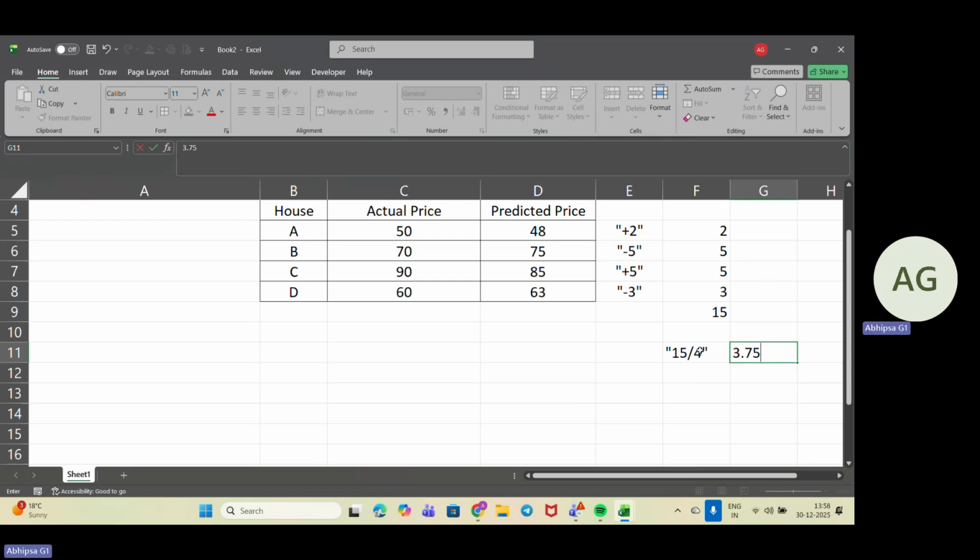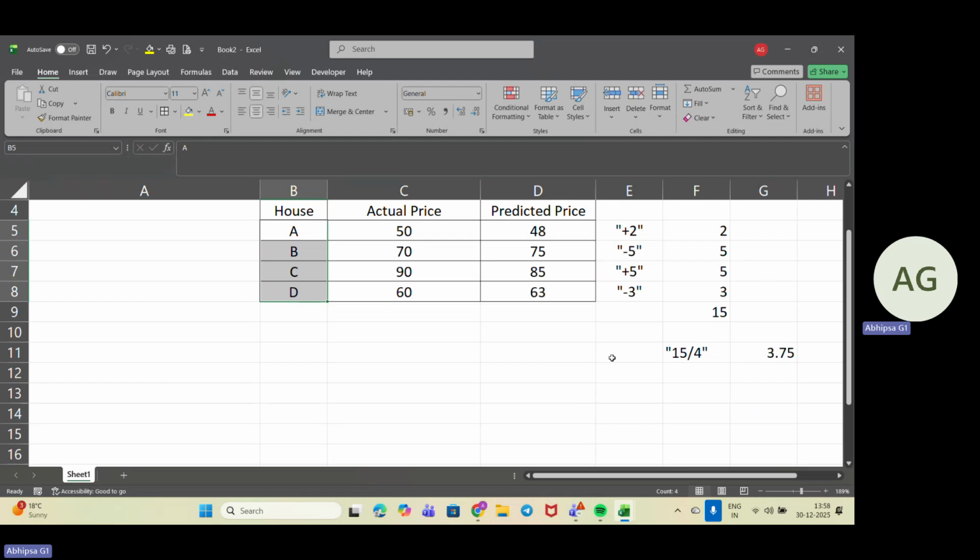Why have we divided by 4? Because the number of houses here is 4. That's why the value of n here is 4. So we are doing 15 divided by 4, and we are getting the value as 3.75. Now the final MAE answer that we are getting is 3.75.